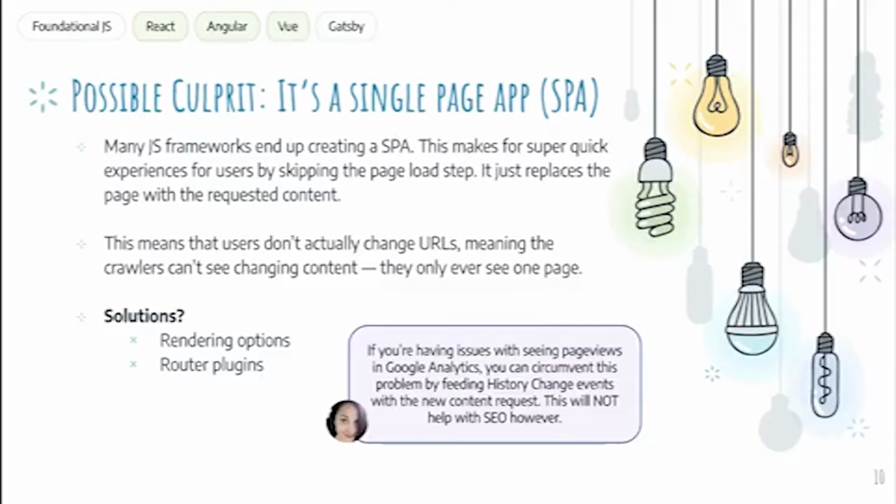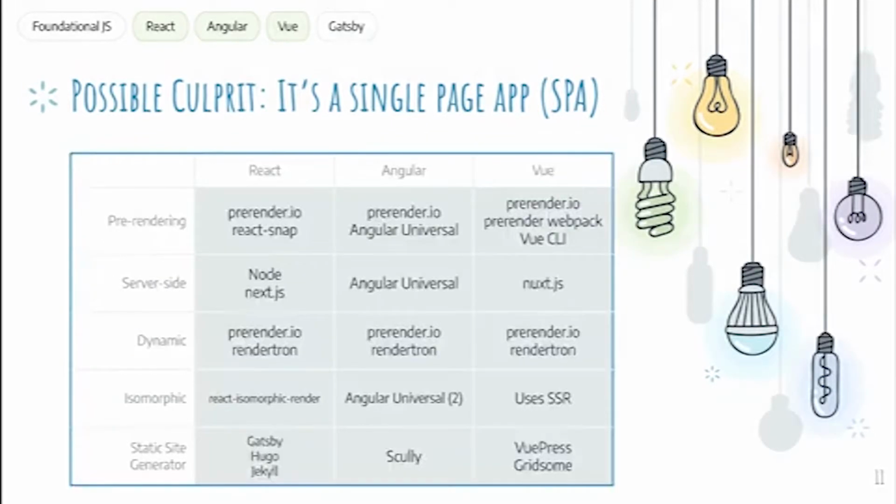As far as fixing an SPA, there are some rendering options, and there are also router plugins or extensions for each of the frameworks. We're going to talk about all of those. Any questions so far? Nope. Excellent. For the rendering options, I put together this chart. These are just my recommendations, what I've found works really well or consistently come across. Depending on the framework and the style of rendering you'd like to use, this would be the type of tool you could recommend to the development team.